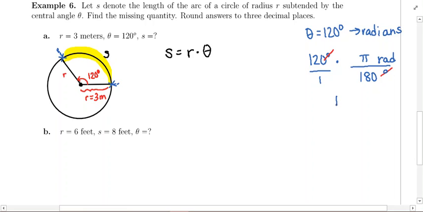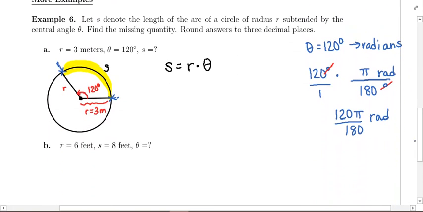So if you multiply across the top, you're going to get 120 times pi over the bottom will be 1 times 180. So 180, and you're left with the units of radians. Okay, this simplifies, so you can reduce the 120 over 180. Both of those numbers are divisible by 60. So 120 divided by 60 is 2. So you'll have 2 pi in the numerator. And in the denominator, 180 divided by 60 is 3. Okay, so there you go. 120 degrees is equivalent to 2 pi over 3 radians.